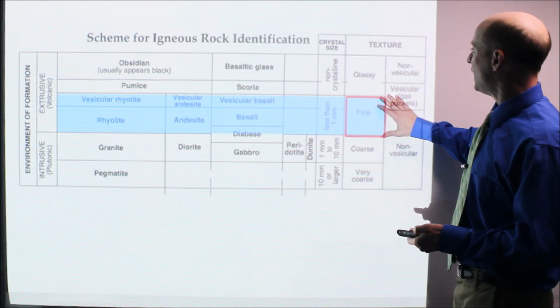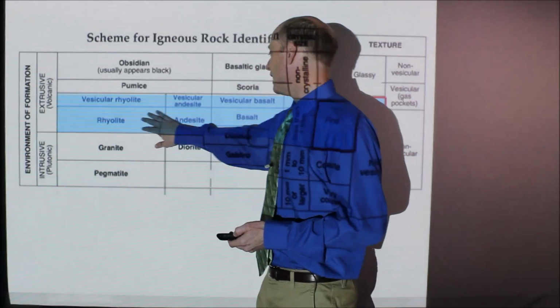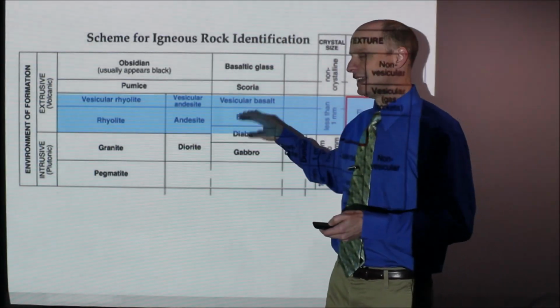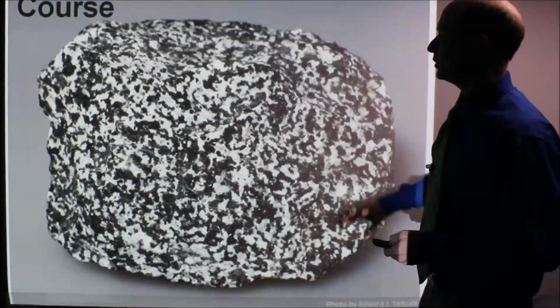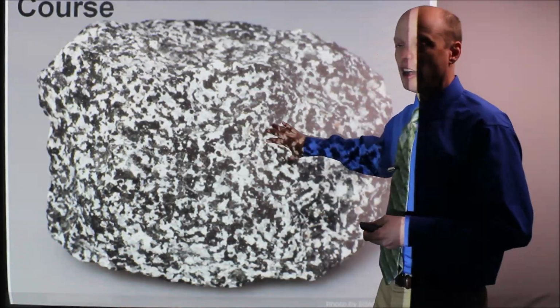And then these are our fine texture rocks here, and they're things like basalt, andesite, rhyolite. There's some overlap with vesicular rocks as well, and some of the diabase is kind of in between there. So that's where you find that on the reference table. And then coarse texture looks like this. This piece here is probably about the size of a softball.